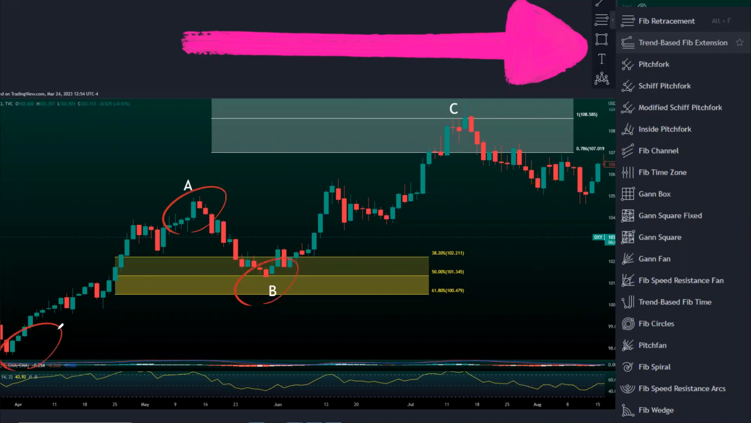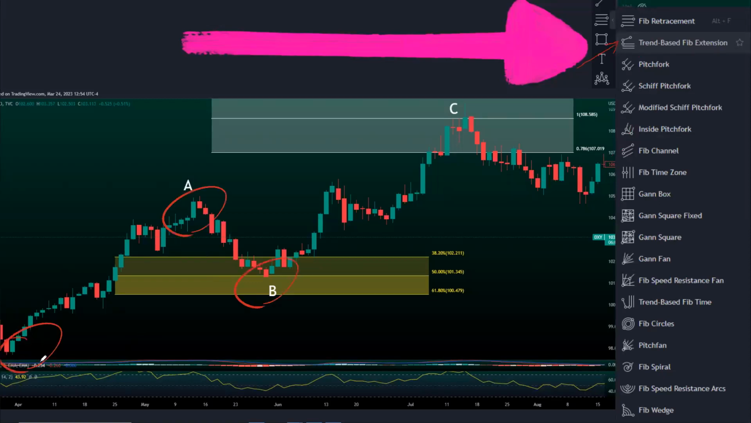So initially here on this move up that we have a swing low, then we have a swing high, right? And so that gives us our major Fibonacci retracement levels, right? And so you can see we bounce here off the 50%, continue up and hit our wave C targets. Now to get our bullish price targets is using this tool right here.